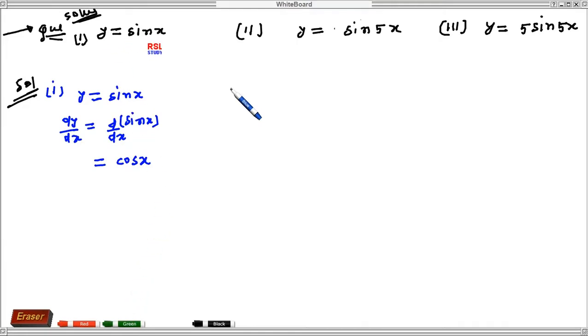Note y equal to sin x. So differentiation of sin x is cos x. This is the rule. If you differentiate sin x, then that will be cos x. So this is the rule. You must remember this rule.